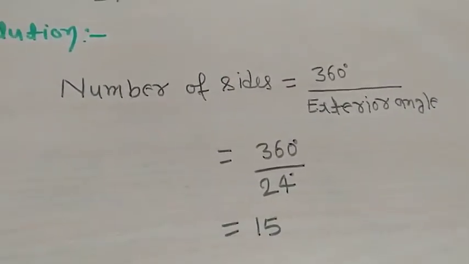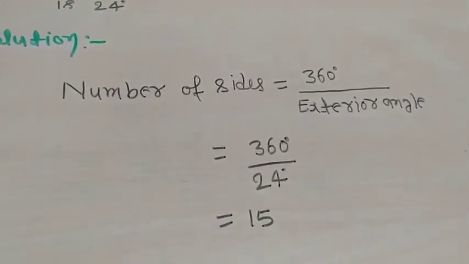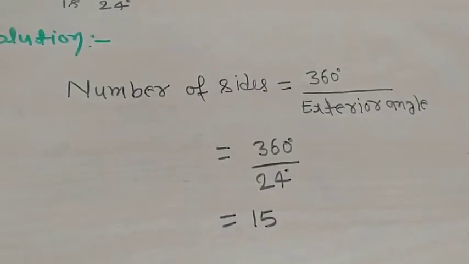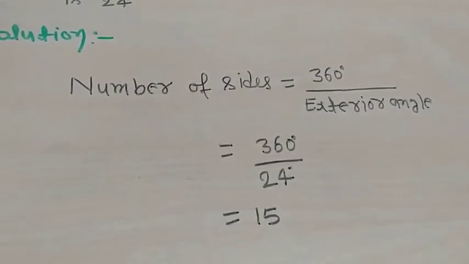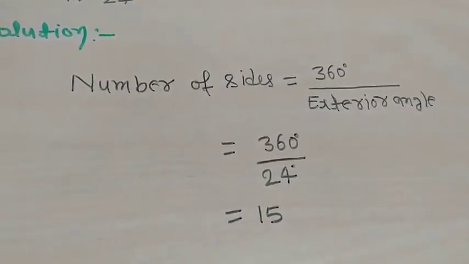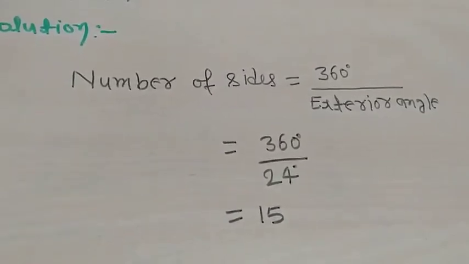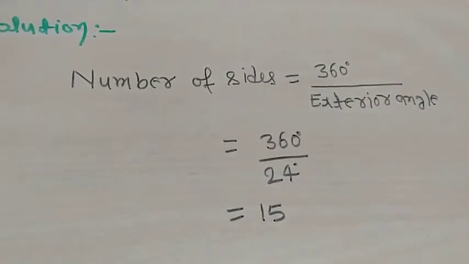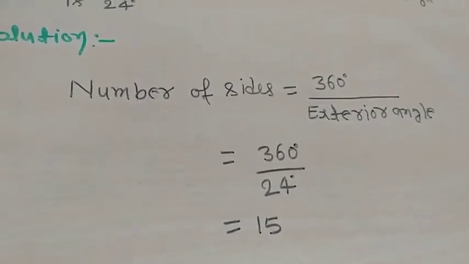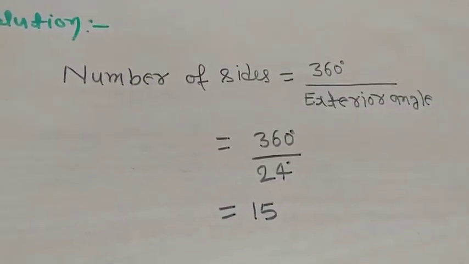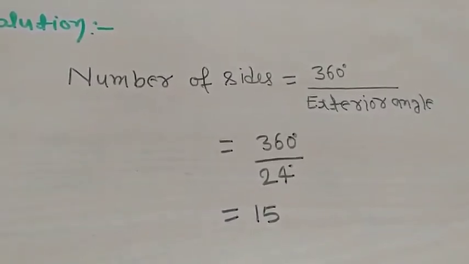Clear? If we divide 360 degree by 24, we obtain 15. 15 is the number of sides of the regular polygon whose exterior angle is 24 degree. Clear? I hope all of you understood. Okay, you learn this formula: number of sides is equal to 360 degree by exterior angle, or exterior angle is equal to 360 degree by number of sides.